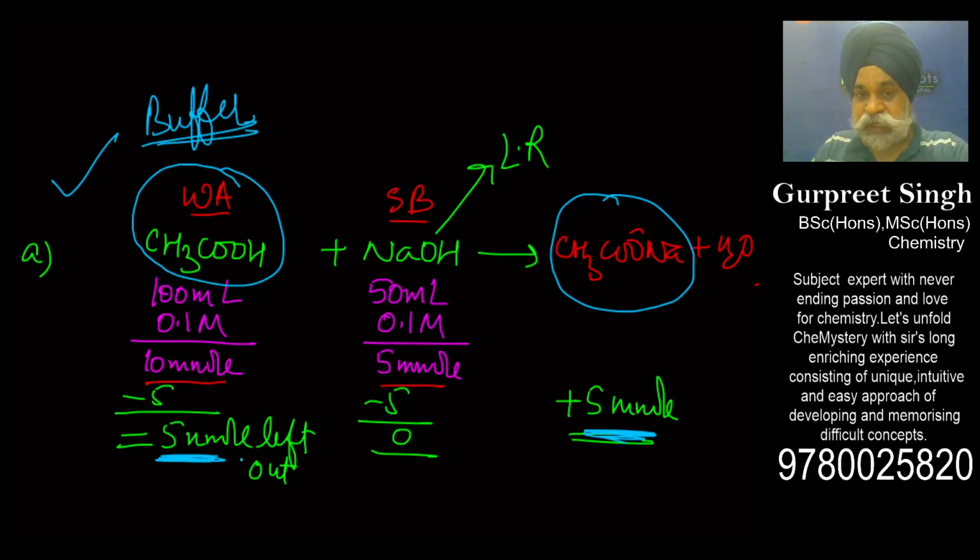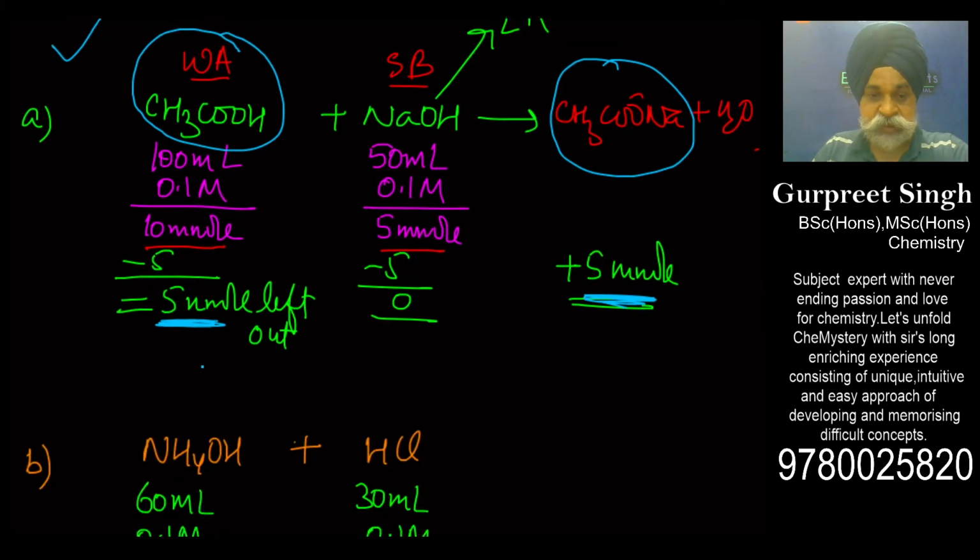At this point, if you have added 50 ml of 0.1 molar NaOH into this 100 ml of 0.1 molar acetic acid, this would show buffer action. If you add acid or base into it, it would not change pH to a great extent.